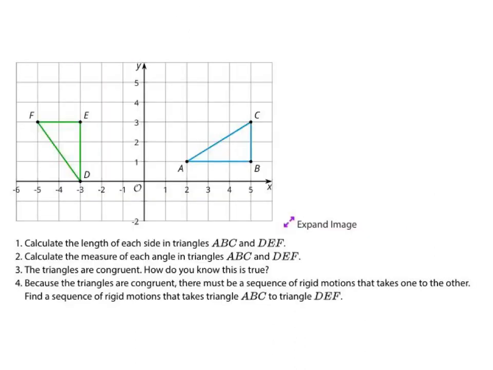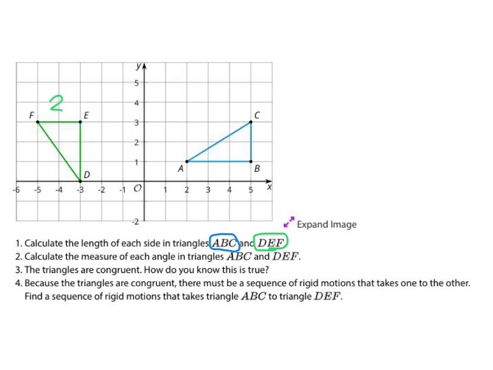All right, last bit. Now we're talking about congruent by coordinates. We're going to calculate the length of each side in triangle ABC, which we will do in blue, and triangle DEF, which we will do in green. So let's do DEF first, since I'm already there.